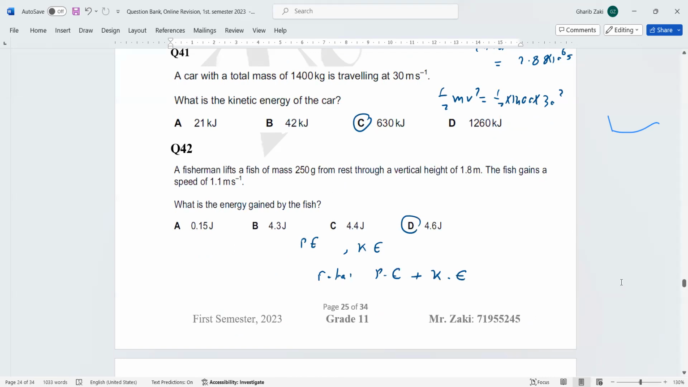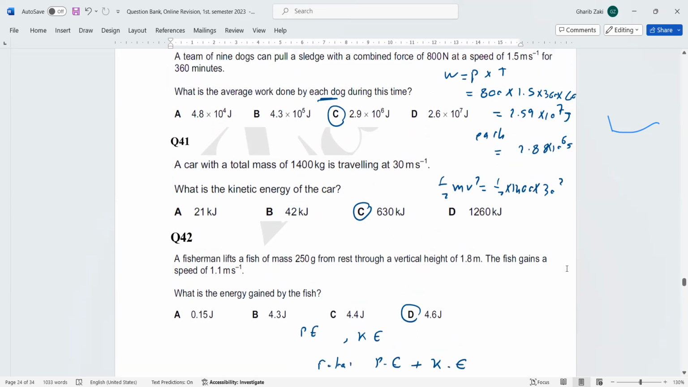Are you sure about the answer to question 41? 630. Yes, because it will be in joule. The calculator turned out 21,000. I will explain. Half multiplied by 1,400 multiplied by 30 squared equals 4 zeros, 1, 2, 3, 4. Divided by 1,000 to be kilojoule. So it is this answer, 630 kilojoule.